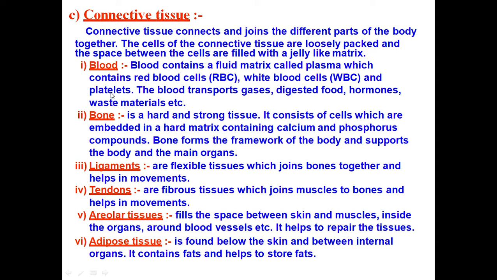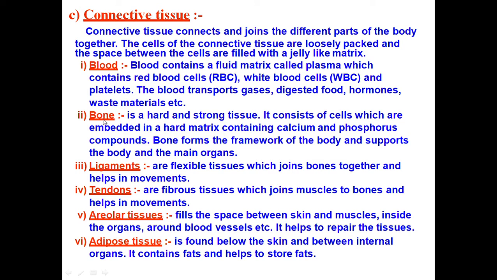You must have seen that whenever you get a wound or get hurt somewhere and the blood starts coming out, after a few minutes it stops flowing and changes into a clot, and this clotting is because of the blood platelets. So the functions of blood are: it helps in transportation of gases in our body, transportation of digested food, transportation of hormones, and transportation of waste materials.